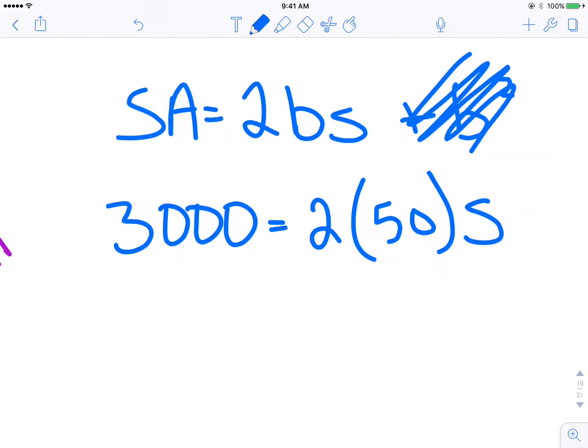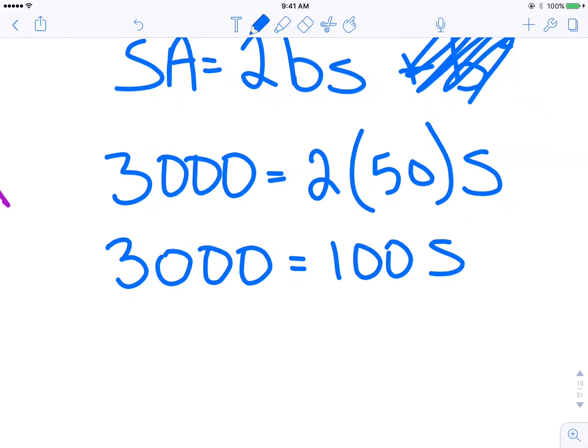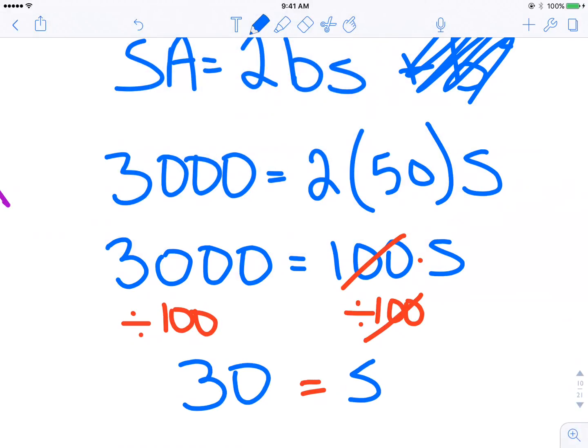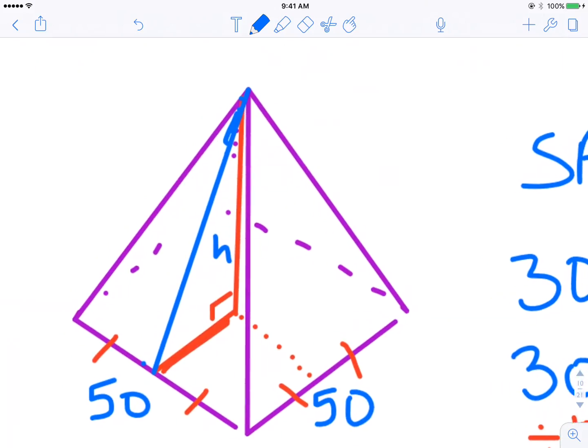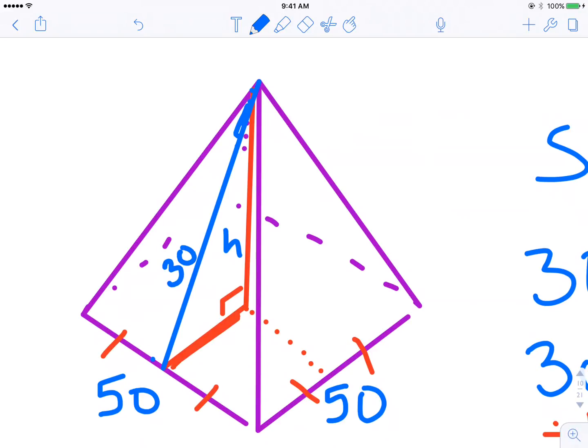I can work this equation backwards to solve for s. Simplify a little bit: 3,000 is equal to 100s. Now to get s by itself, I'm going to divide by 100, because that's 100 times s, so I do the opposite. Because I divide one side of the equal sign by 100, I divide the other side by 100. That gives me s equal to 30. So now that I know my slant height is 30, I have this situation.